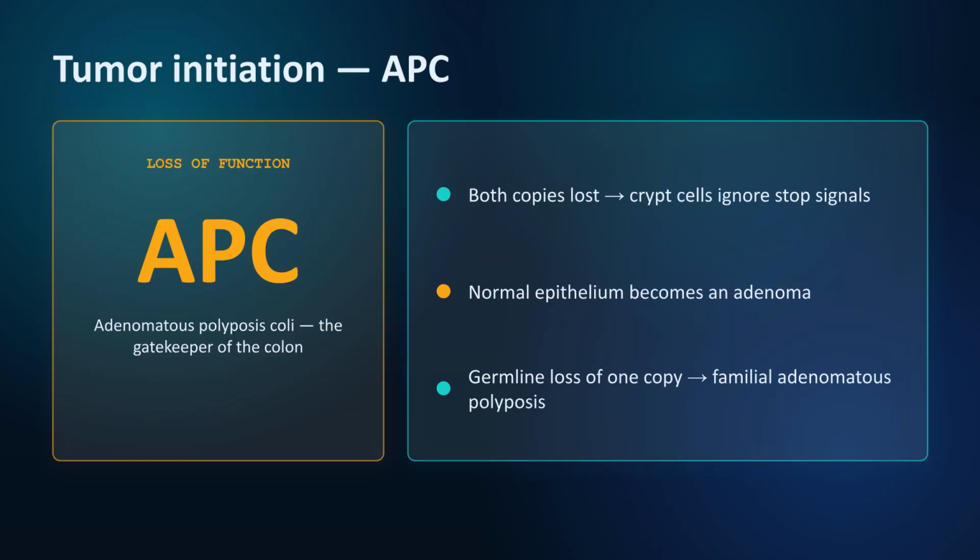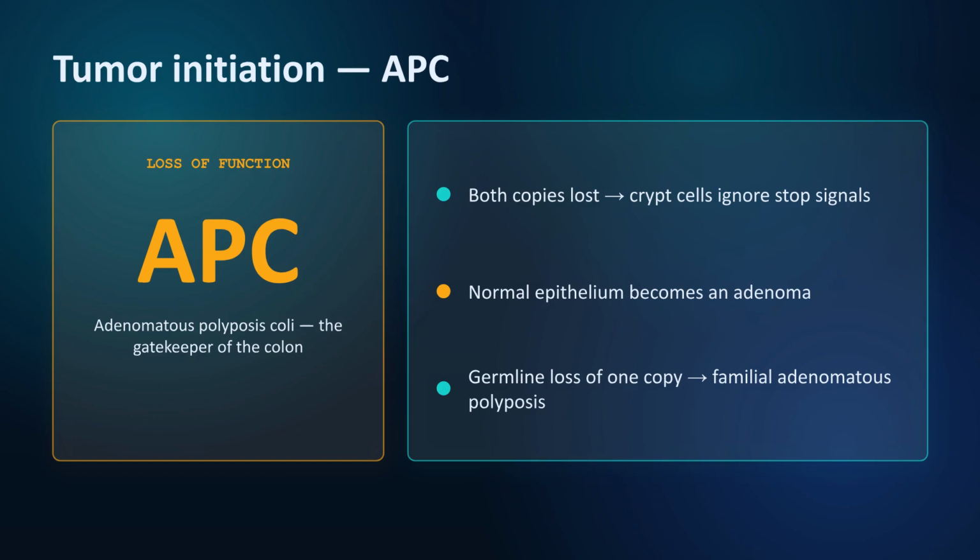Let us slow down on the first step. APC stands for adenomatous polyposis coli. It is a tumor suppressor gene, and it is often called the gatekeeper of the colon. When both copies are lost, crypt cells stop obeying the signals that tell them to stop dividing. The crypt architecture is disturbed, and an adenoma forms. This is why APC loss is called tumor initiation. It opens the gate that everything else walks through.